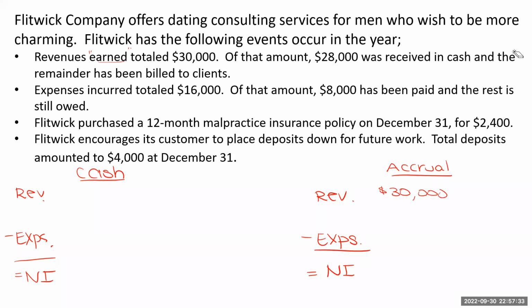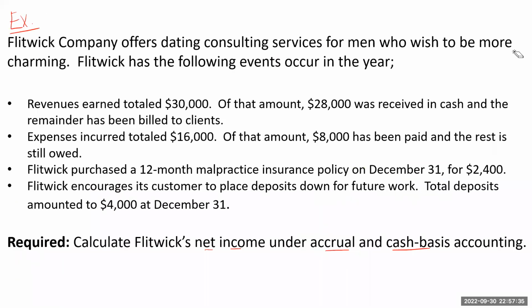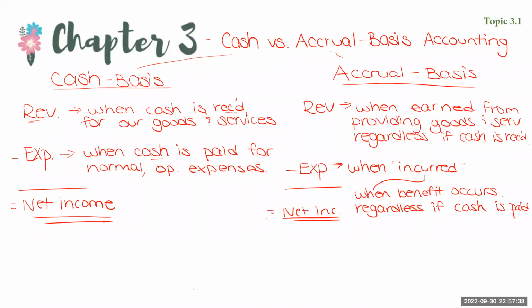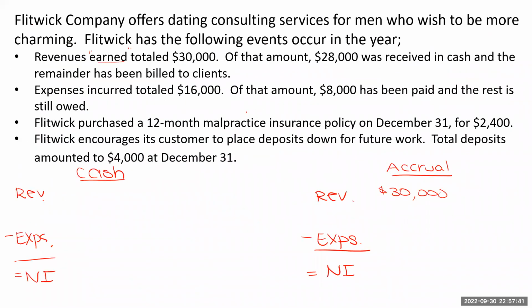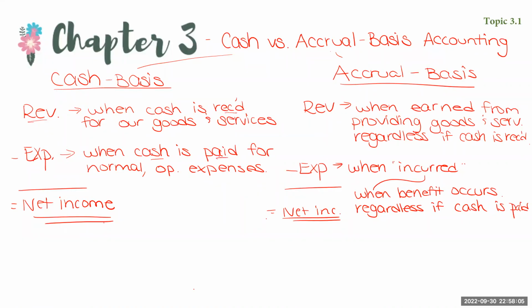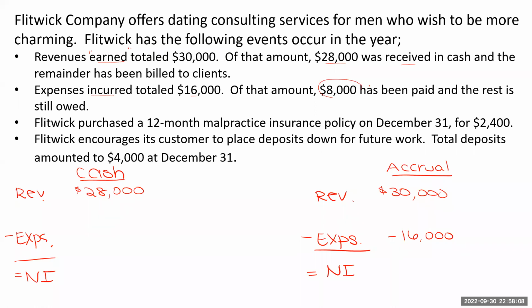All right, for cash basis, it has to do with when cash is received. So I'm going to care about that second sentence for cash basis. 28,000 is received in cash. So for cash basis, only the amount received for our goods and services counts as revenue. Expenses incurred is 16,000. So for accrual basis, I don't have to read anything else. For cash basis, I have to know how much has been paid. Okay, we've only paid 8,000.